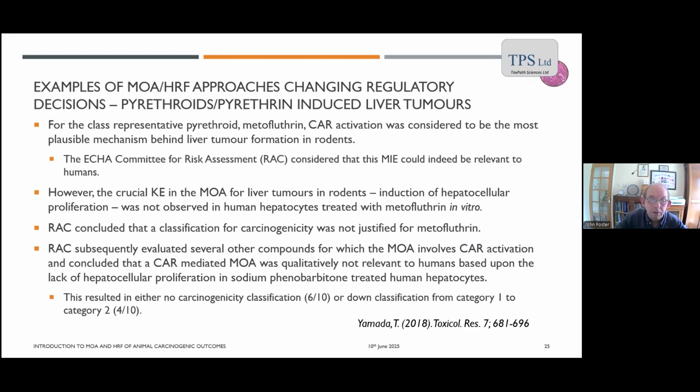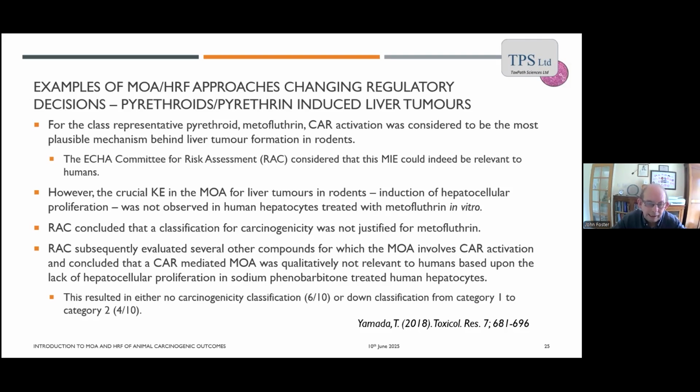What about examples of changes in opinion in Europe? There are some for pyrethroids. For this one, metafluthrin, this is liver tumors. CAR activation was considered or argued to be the most plausible mechanism. Now, the ECHA Committee for Risk Assessment considered that this mode of action could be relevant to humans. I know many people consider that it's not, but some people do consider that it is relevant.